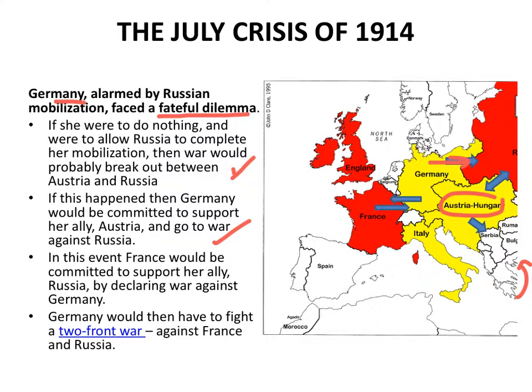In that event, France would be committed to support her ally Russia, and France would have to declare war against Germany. And so Germany would then have to fight a two-front war against France and Russia. So there's the fateful dilemma. Germany was looking ahead at a situation that would probably be about 5 or 6 weeks down the road, because that's how long it takes Russia to mobilise. But should Russia end up at war with Austria-Hungary, that is what will happen.